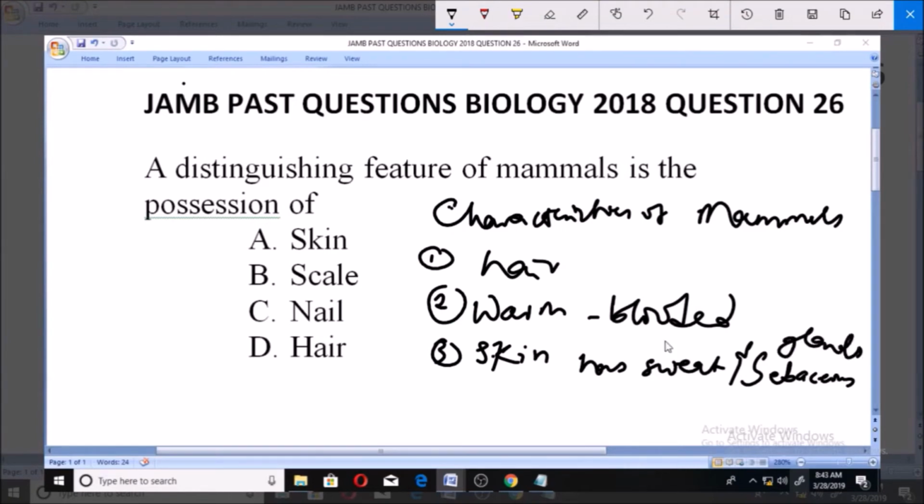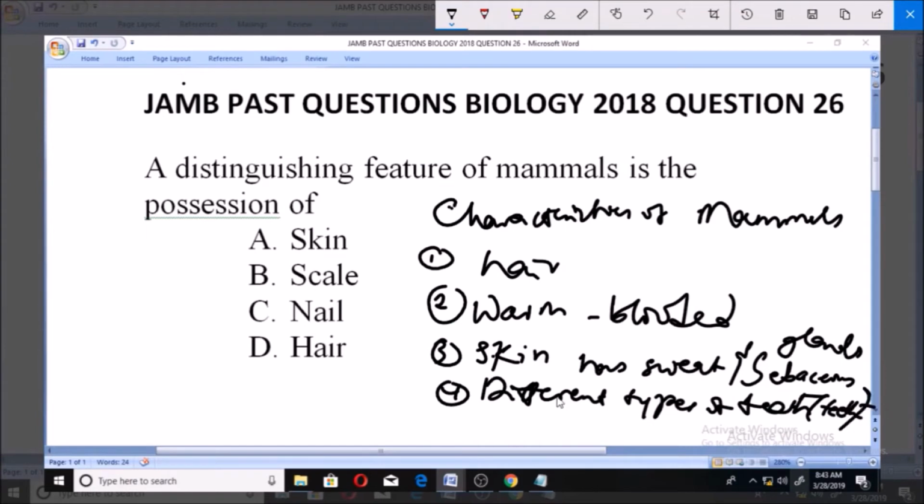So that is another characteristic of mammals. Then number four, there is possession of different types of teeth. Mammals possess different types of teeth. The dentition is very, very important. Possession of different types of teeth, each carrying out a specific function.